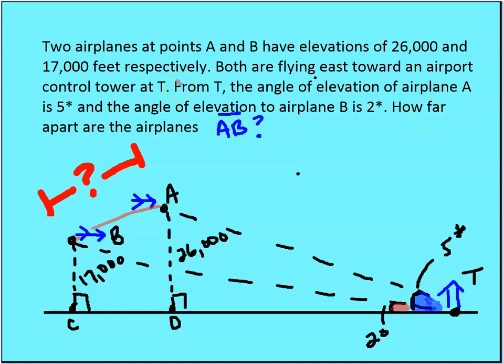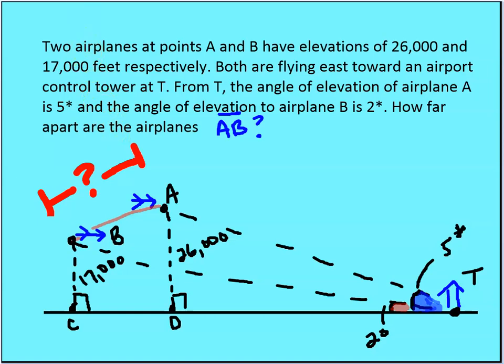All right, two airplanes at points A and B have elevations of 26,000 and 17,000 feet respectively. Both are flying east toward an airport control tower at T. So here is the airport control tower. From T, the angle of elevation of airplane A is 5 degrees. So this angle here is 5 degrees. So that's the angle in blue, as you can see here. And the angle of elevation to airplane B is 2 degrees, so this angle in red is 2 degrees. How far apart are the airplanes?